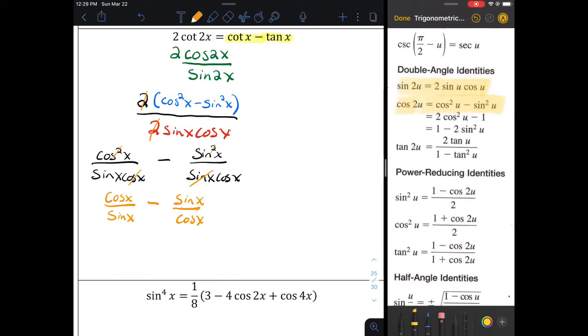And we can use our quotient identities here. Cosine of x divided by sine x makes cotangent x. And sine of x over cosine x makes tangent of x. And we made our right-hand side.